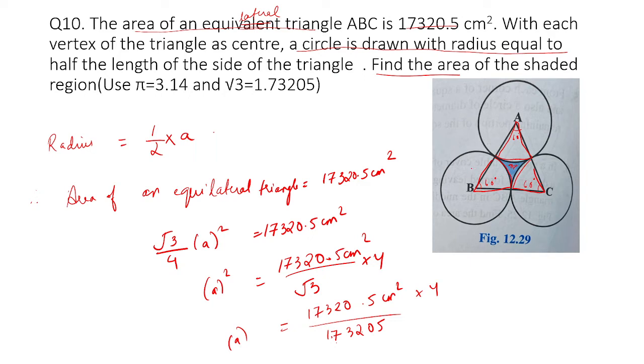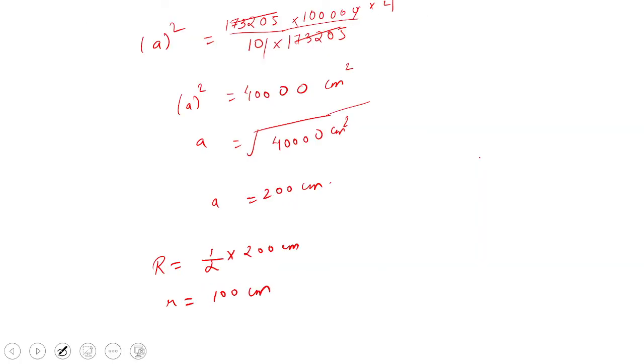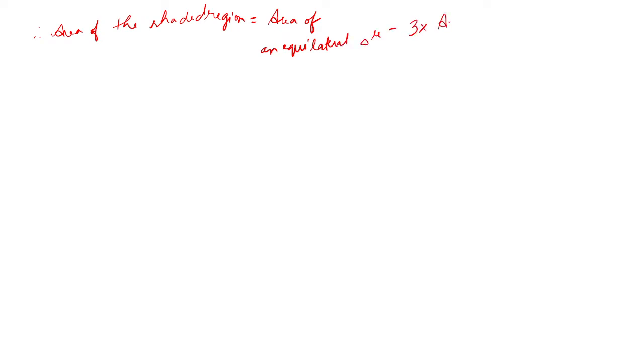And according to this triangle, what is theta? Theta is going to be 60 degree. Okay, therefore you can write this. Therefore, area of the shaded region is equal to area of an equilateral triangle minus, there are 3 sectors, so 3 into area of sector. So we know that the area of the equilateral triangle, they have already given us 17,320.5 centimeters square, minus 3 into area of a sector.